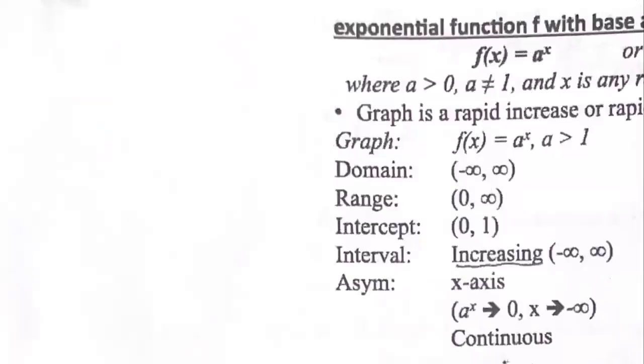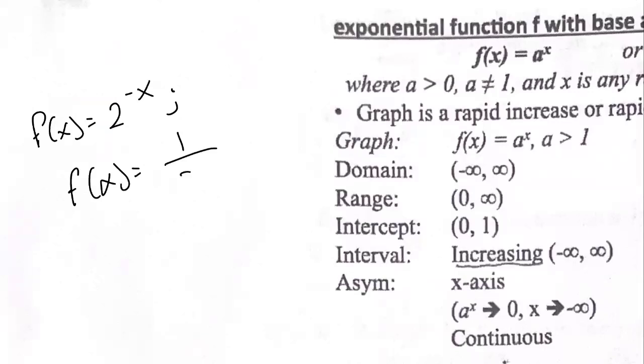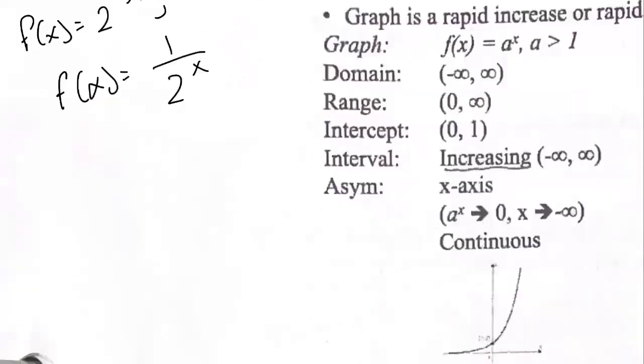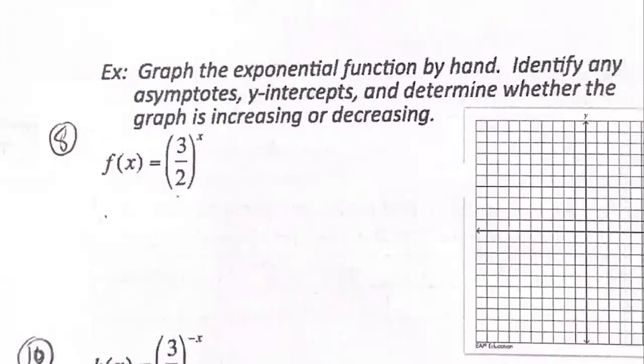Then you can write a little note so you remember. So f of x equals 2 to the negative x is rewritten as f of x equals 1 over 2 to the positive x. It's not required. This part's only required if you're going to actually graph it by hand. So for number 3, it says graph the exponential function by hand, identify any asymptotes and y-intercepts, and determine whether the graph is increasing or decreasing.